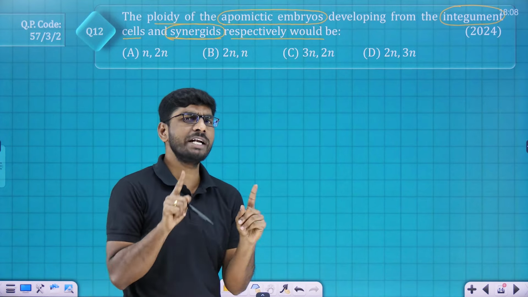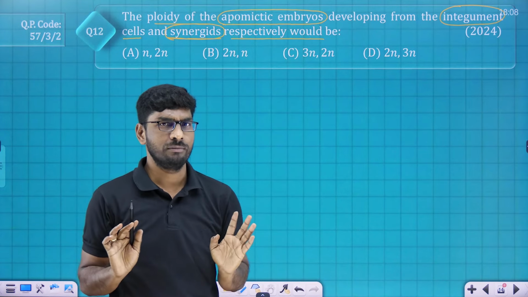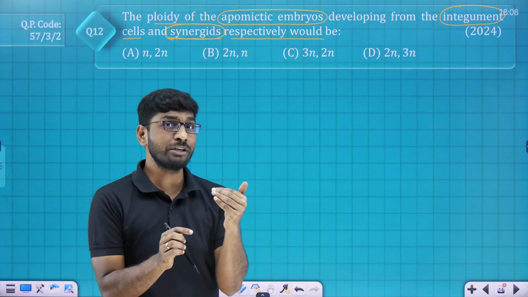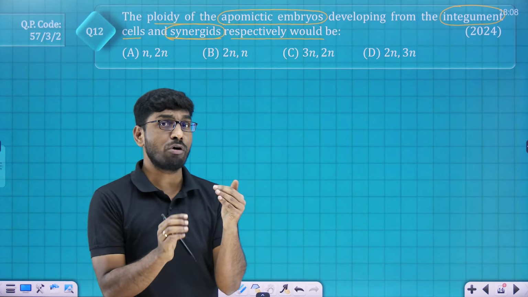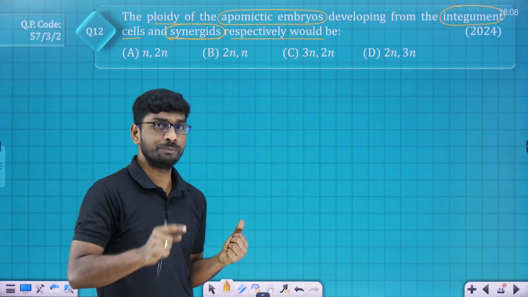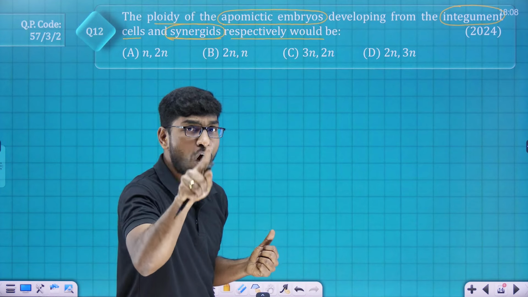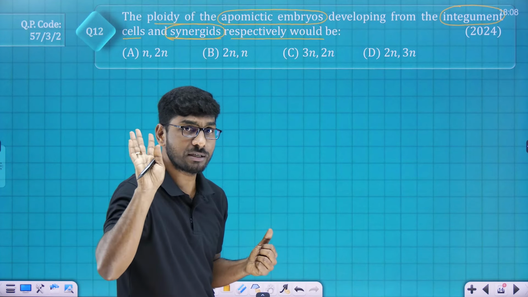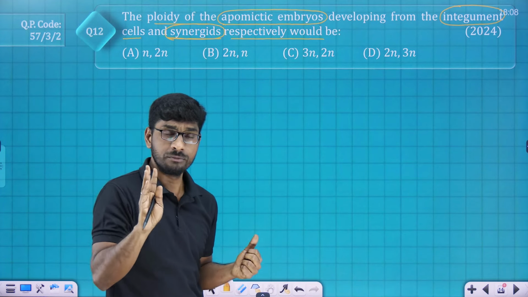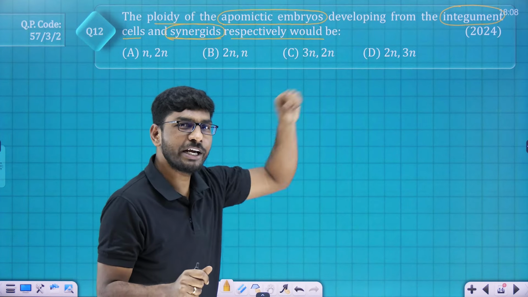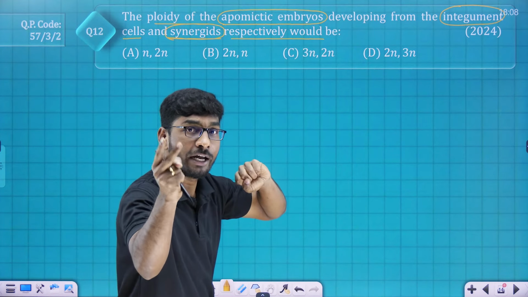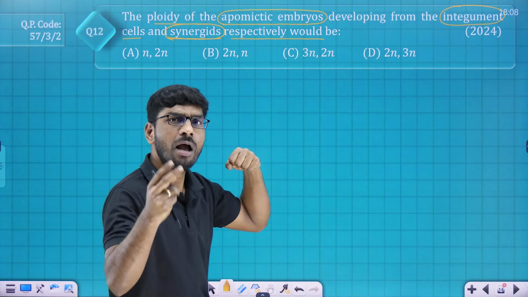You answer me first. Integuments are haploid or diploid? Integuments are part of the ovule, diploid. What about synergids? I told you, in the embryo sac, 7 cells are there with 8 nuclei. All are haploid except the polar central nucleus. I said central cell. Now you answer me. Integuments are diploid, synergids are haploid.